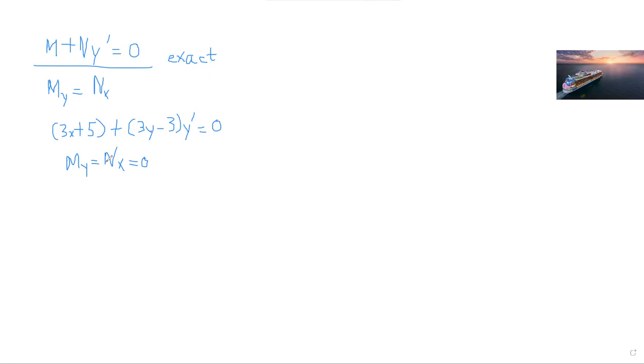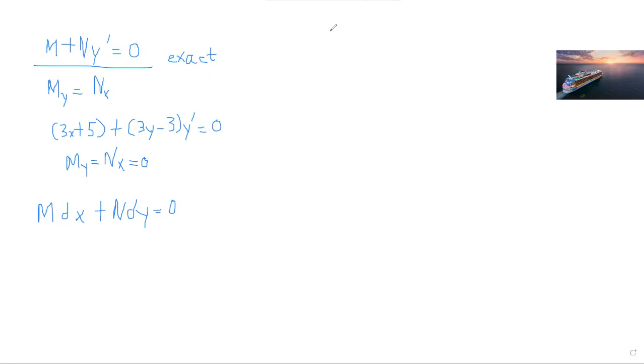Now, generally, I said M plus N y prime. You might also see it in the form of M dx plus N dy equals 0. Don't worry about it. They both mean the exact same thing. If you divide both sides by dx, you end up with the other form, right? So just a warning, if you see both of these, they're perfectly fine.